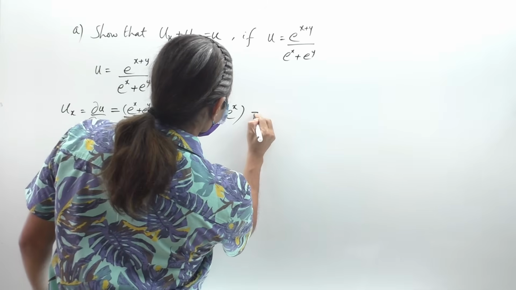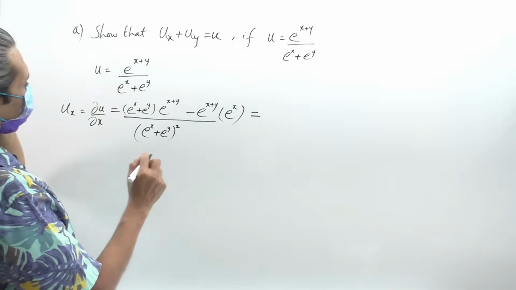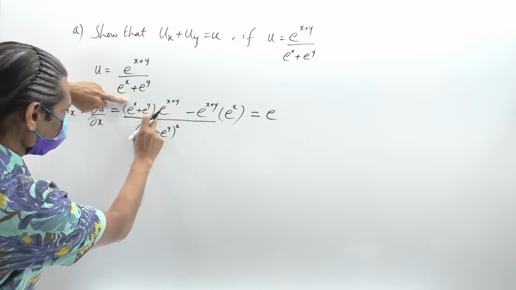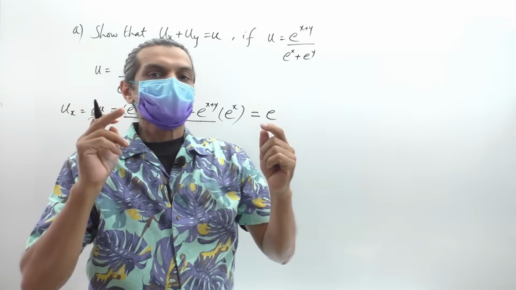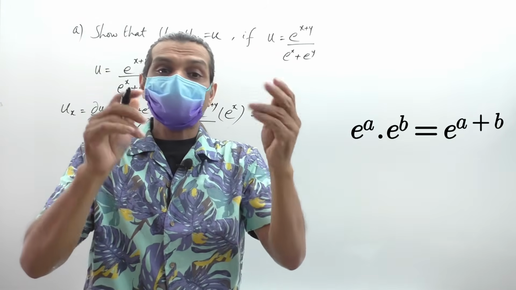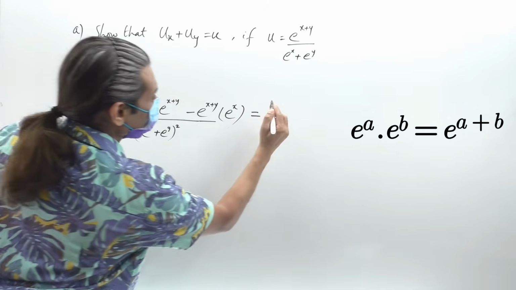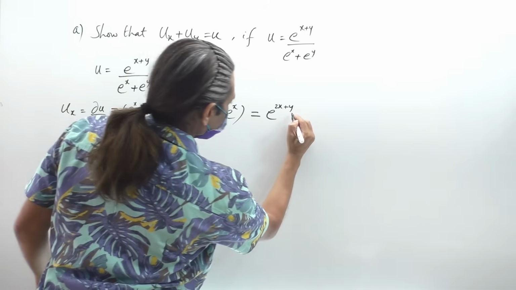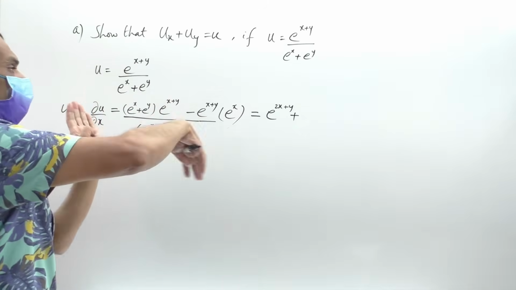So now let's simplify this. When I simplify, this will be e raised to x into e raised to x plus y. According to the law of exponents, e raised to a into e raised to b is e raised to a plus b. The powers will add. So when I add the powers here, x plus x becomes 2x plus y, plus, again, this will be e raised to y into e raised to x plus y.